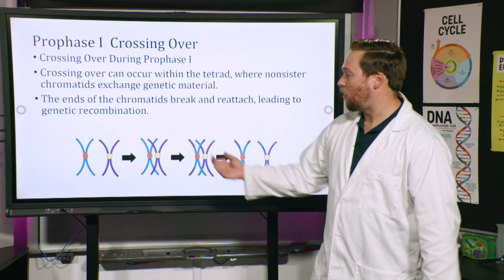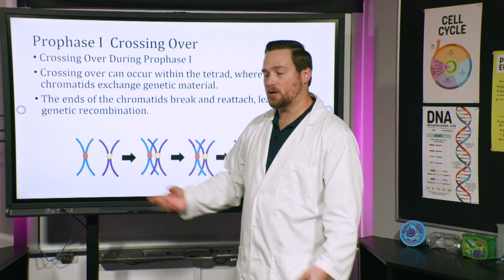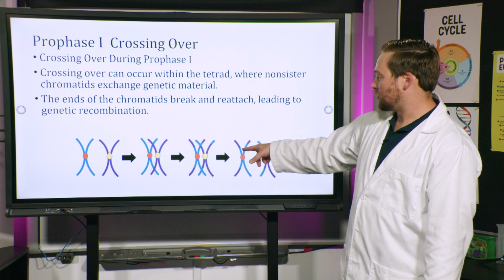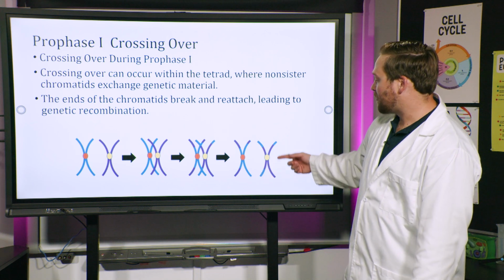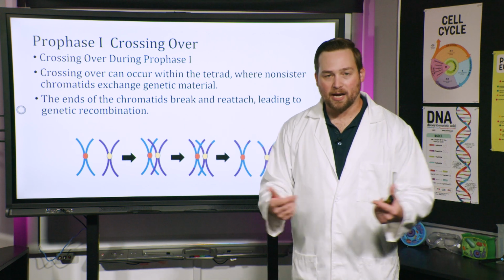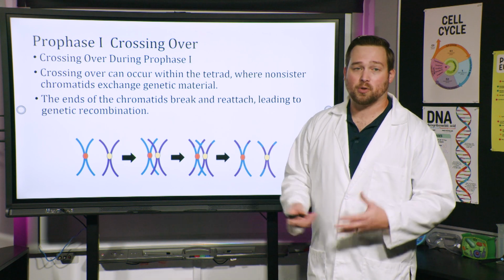So again, far over here we have a fully blue chromosome and a fully purple chromosome, but when we swap that genetic material, look what we're left with. There's a little bit of purple on the blue one and there's a little bit of blue on the purple one. So that's what we want. We're shuffling the genetic material up and trying to get as much variation in between these gametes as we can.